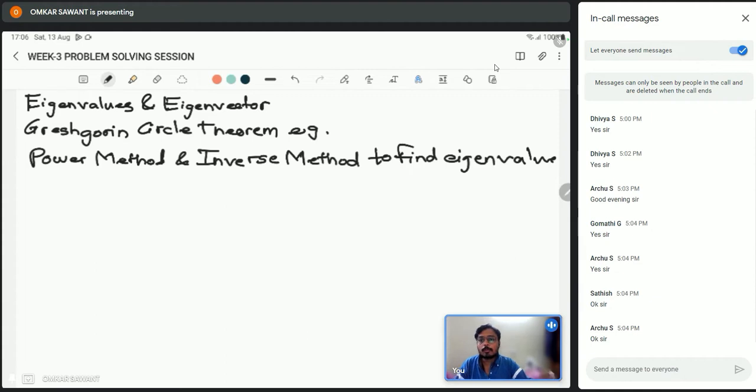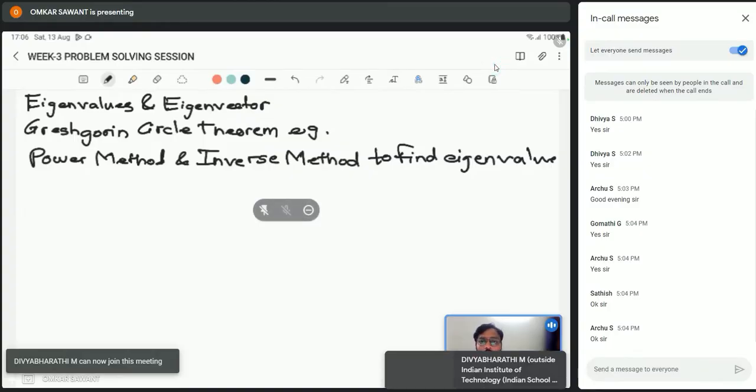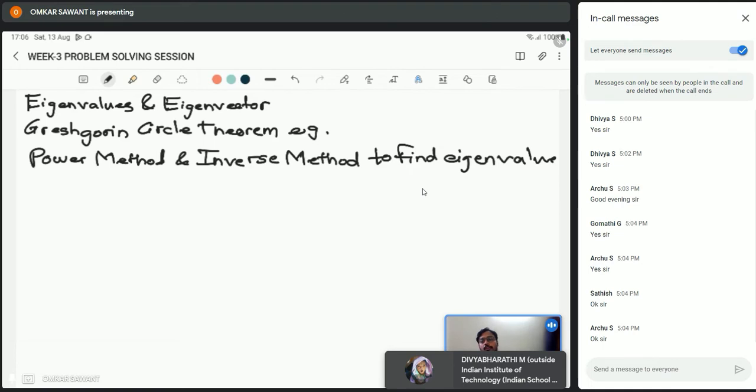Okay, we will solve problems based on this, and I will also try to finish off the second method which remained from the previous session. Okay, so let's start with our first problem.